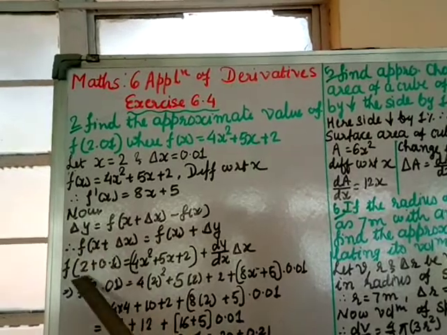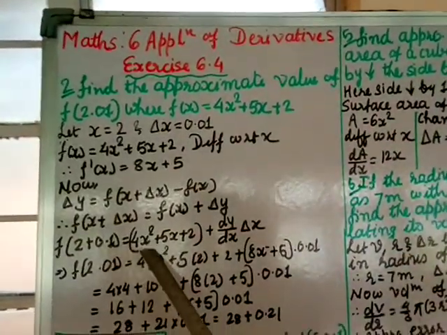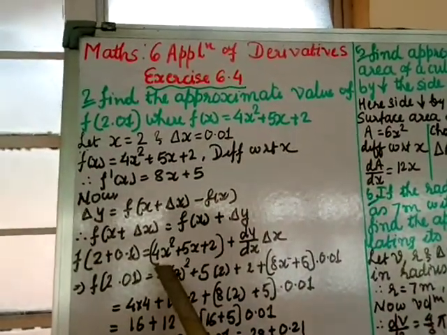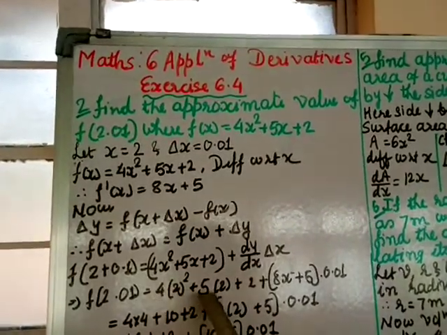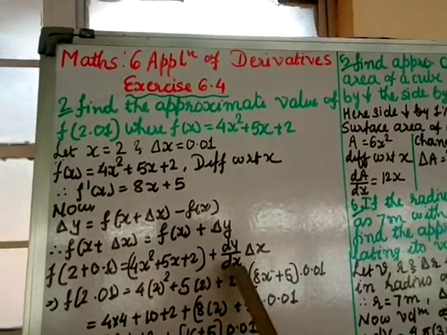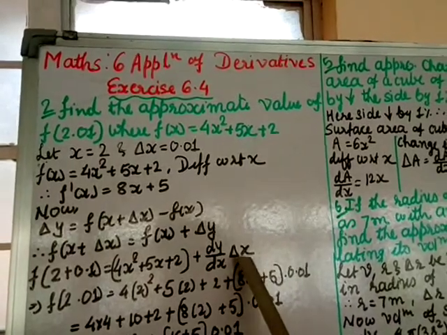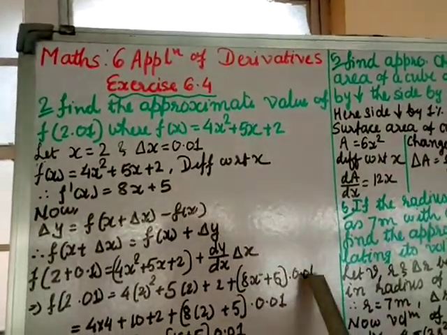So here remains f(x plus delta x) is equal to f(x) plus delta y. I'll put the value x as 2, f(x) equal to 4x square. Here also x value you put. So x value is 2, 2 square. Here will come 2, here will come 2, and here dy by dx is 8x plus 5 and delta x value is 0.01. So place this value.